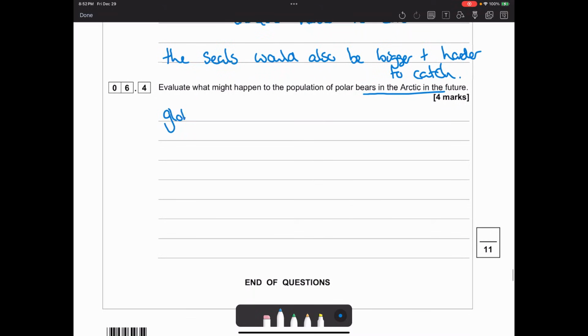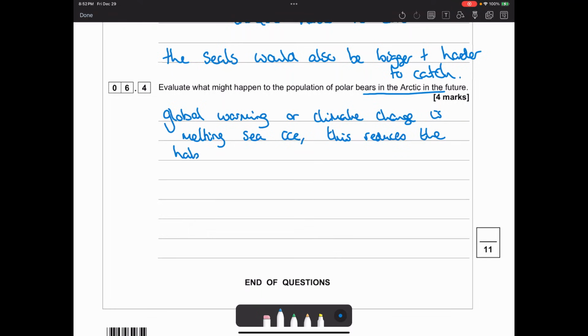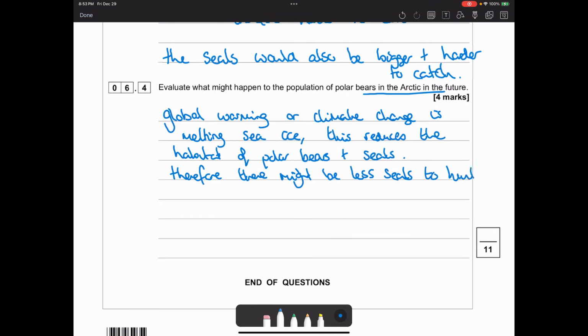So I'd be saying global warming or climate change is melting sea ice. This reduces the habitat of polar bears and seals. Okay, therefore there might be less seals to hunt and eat.